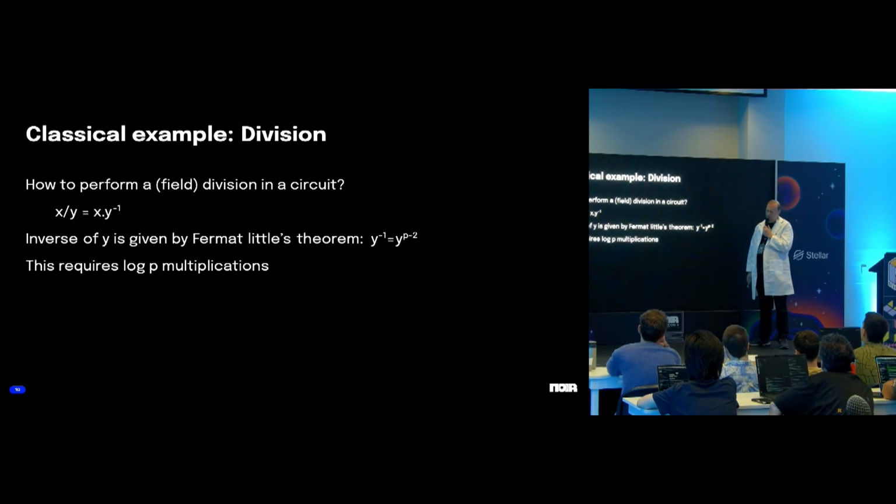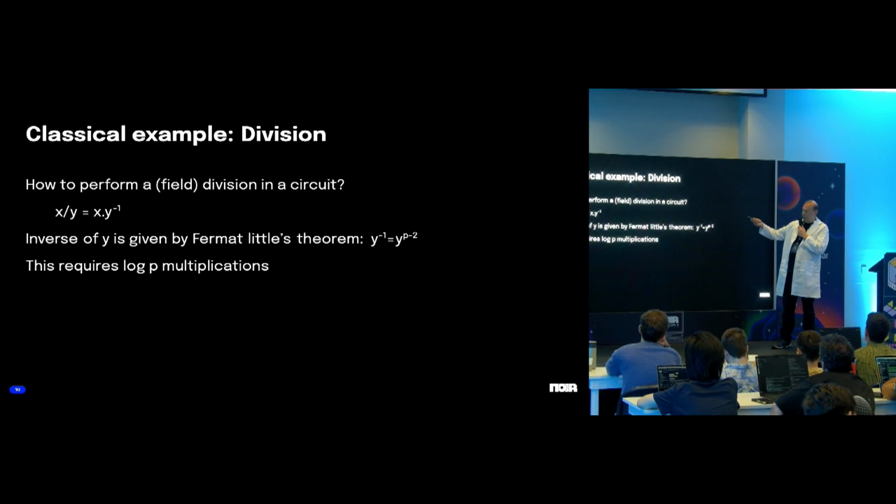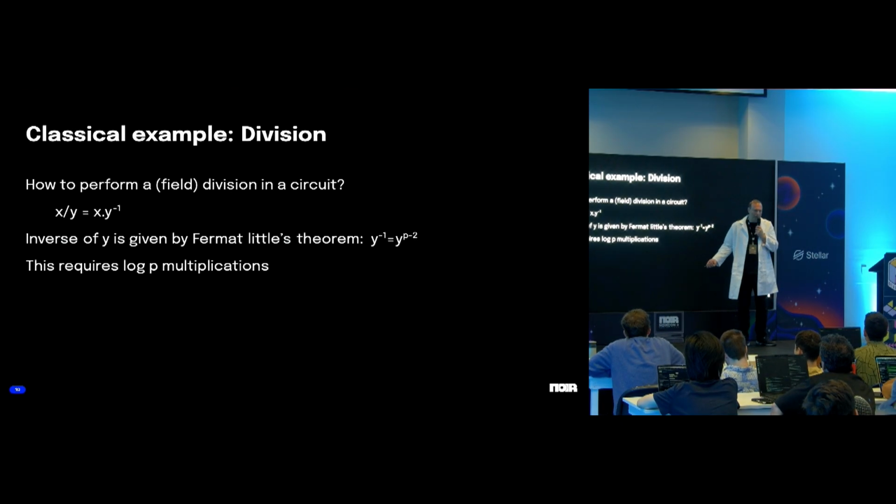Here P is the prime number of the prime field, the characteristic of the field. So it's a very big number, more than 250 bits. But fortunately, this can be computed efficiently using the famous square and multiply algorithm. But still, it requires log P multiplications. So to compute this, you will need at least 250 multiplications for just one single division. So it's kind of costly anyway. So can we do better?